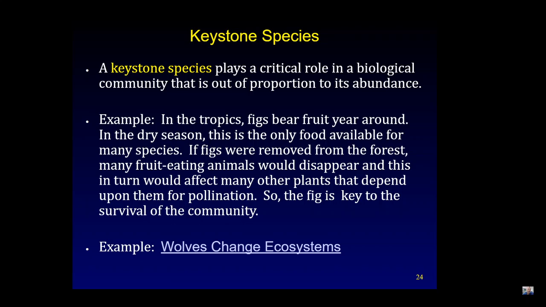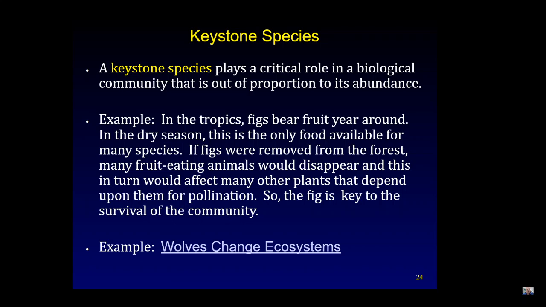And then we can break down these organisms as well. More terms to know. A keystone species is a species that plays a critical role in a biological community that is out of proportion to its abundance. Meaning that keystone species tend to be those that have an overwhelmingly good effect in helping their environment compared to other species.